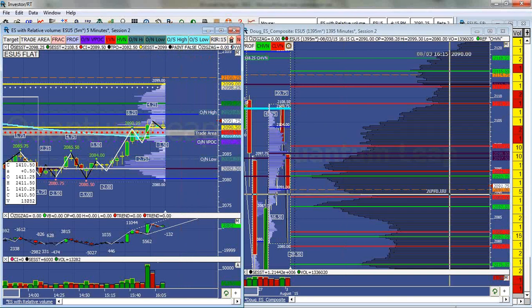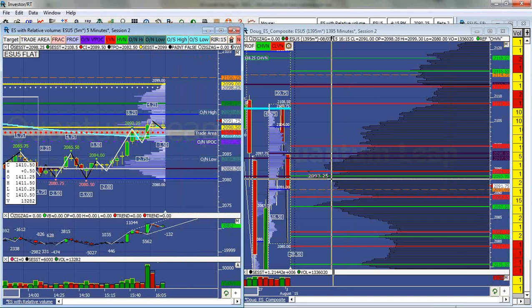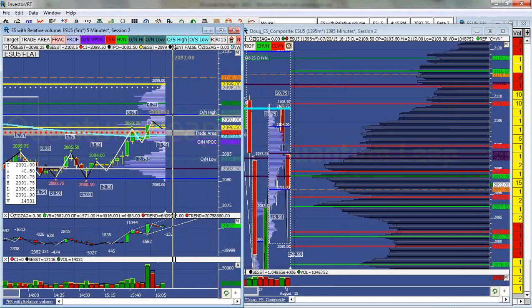And you can see we're getting a move back above this 91. And I'm looking for a move up to test.